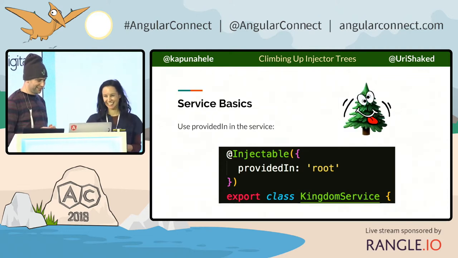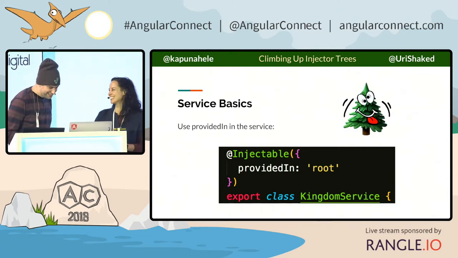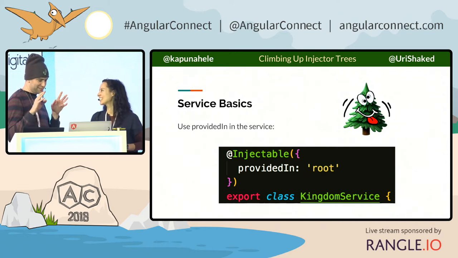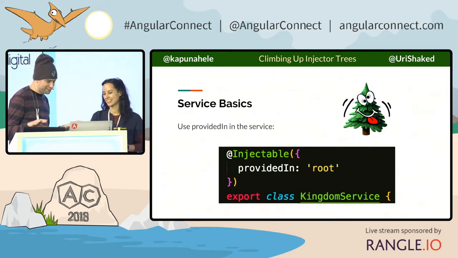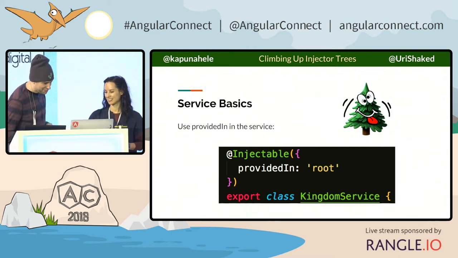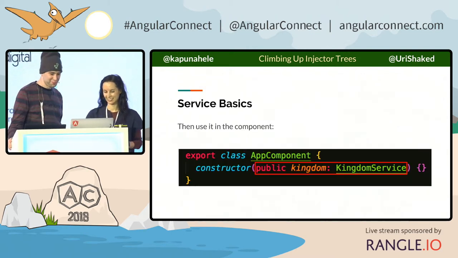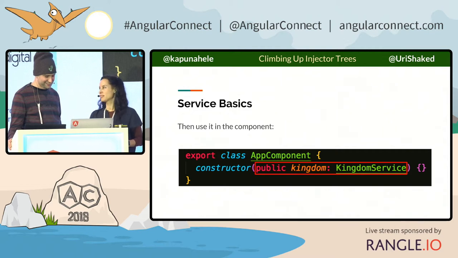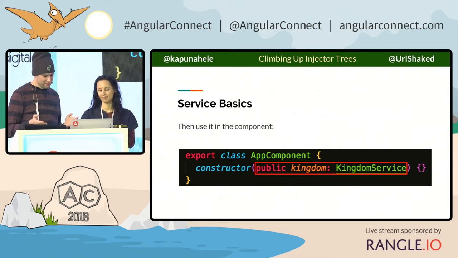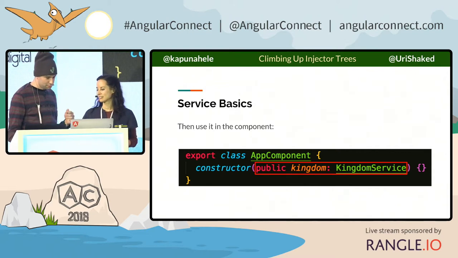So what's the advantage of this method? Tree shaking. So basically, it allows Angular to eliminate services that I don't use, right? That's right. Tree shaking, that's called elimination. Yeah. Ivy. So, and then you use it in your component. Right, that's what I already do. So we just injected it here in the constructor. Yeah, that's what I do for a living.